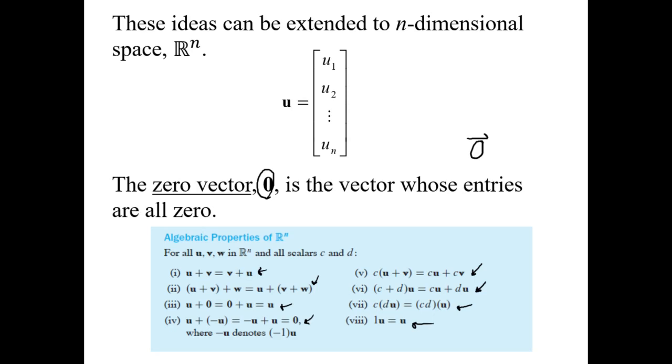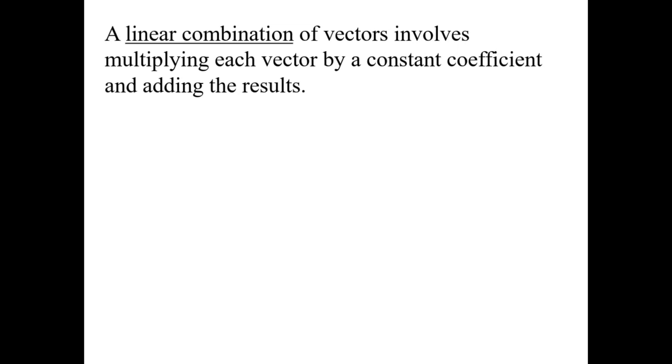Okay. Here's the next thing we need to talk about. And I said this earlier when it came to vectors. This concept that we're about to introduce is a really important one that's definitely going to come back a lot in this course. And it's the idea of a linear combination. So a linear combination of vectors involves multiplying each vector by a constant coefficient and then adding the results.